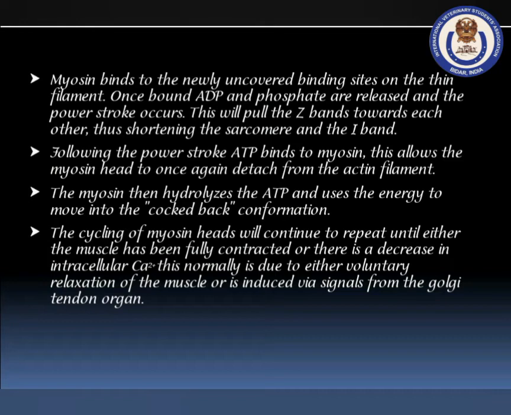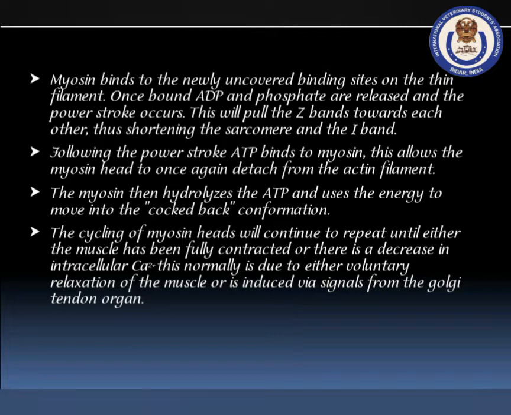Myosin binds to the newly uncovered binding sites on the thin filament. Once bound, ADP and phosphate are released and the power stroke occurs. This will pull the Z bands towards each other, thus shortening the sarcomere and the I band. Following the power stroke, ATP binds to myosin. This allows the myosin head to once again detach from the actin filament. The myosin then hydrolyzes the ATP and uses the energy to move into the cocked back conformation.